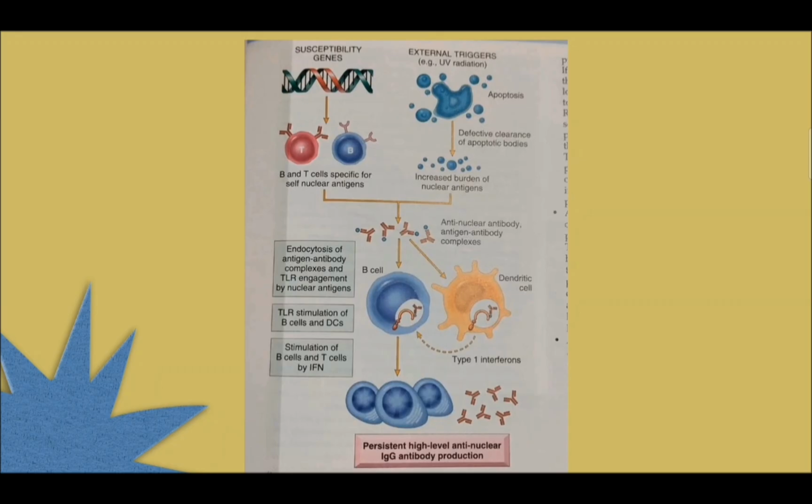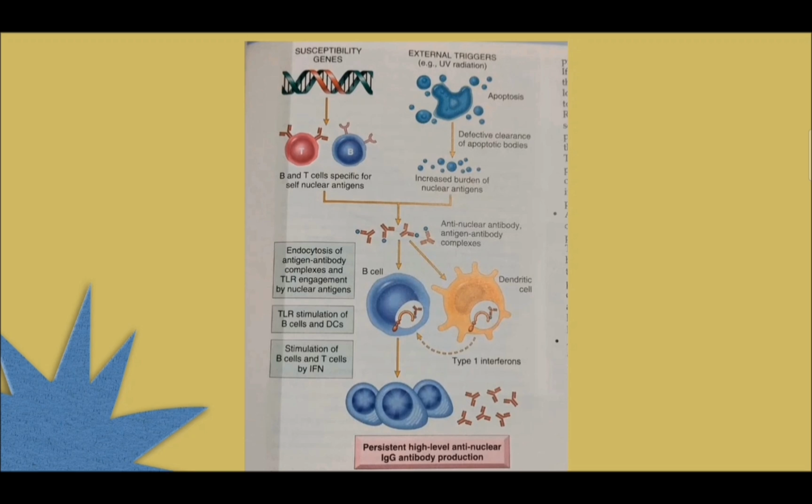On the left side you will see the susceptibility genes with the failure of self-tolerance. Genetic abnormality in B and T lymphocytes is responsible for the failure of self-tolerance. Stimulation of self-reactive B cells produces antibodies against the self-nuclear antigens. And further, there is formation of antigen-antibody immune complexes in the circulation.